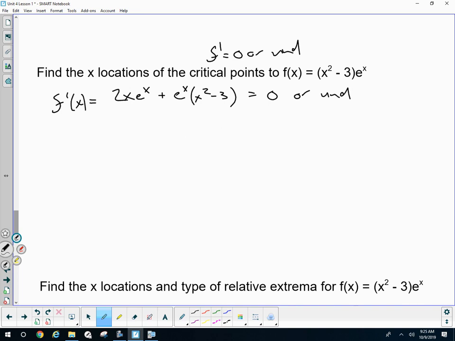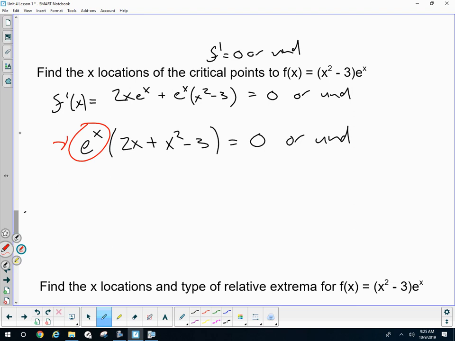How do I solve that? I got 2x e to the x plus e to the x times x squared minus 3. We will find that what is going to be easiest for all of these is to factor out the e to the power. And after I do that, I have this simplified form. Now, right away, this part is never 0. It's always positive.